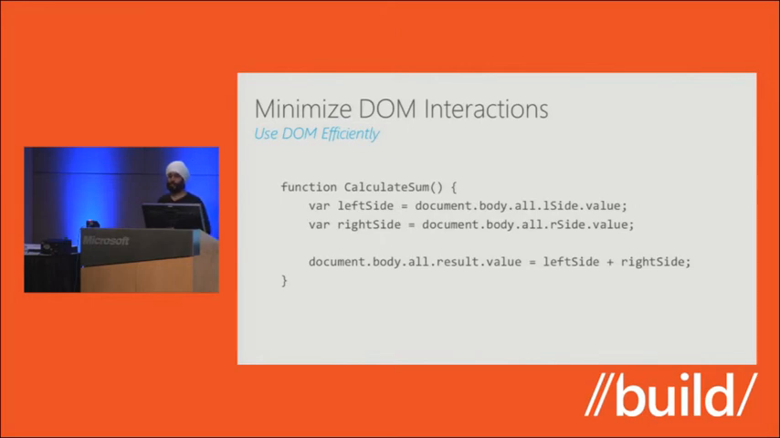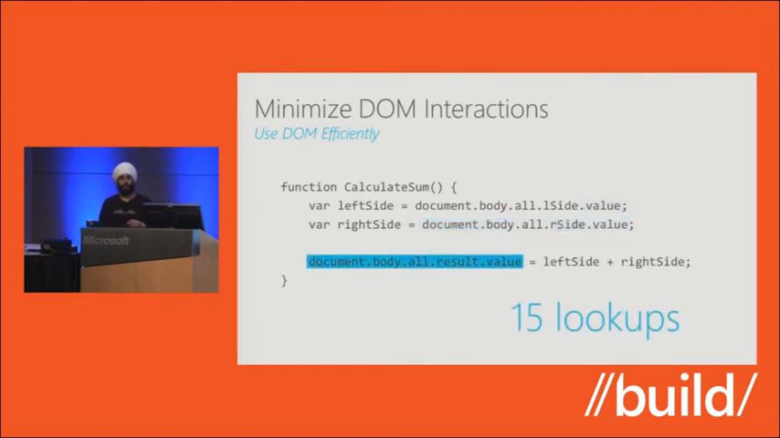Minimize your DOM interactions. In this case, we have a variable that first calls document. So it crosses over the DOM and grabs document, and then it comes back to the script engine. And as soon as it comes back, it calls body. So it goes back to the DOM and grabs the body. And it goes back and forth, leaving the script engine and coming back. It keeps doing this constantly, back and forth. We did 15 DOM lookups here. So really, cache your variables, cache document, cache body. Minimize the number of times that you have to leave the script engine.